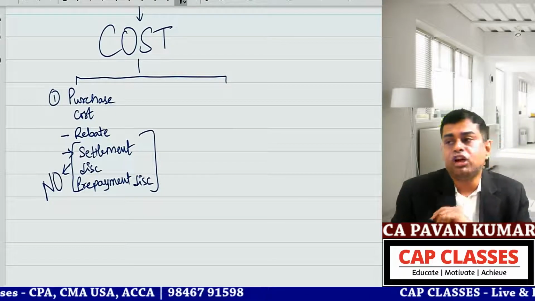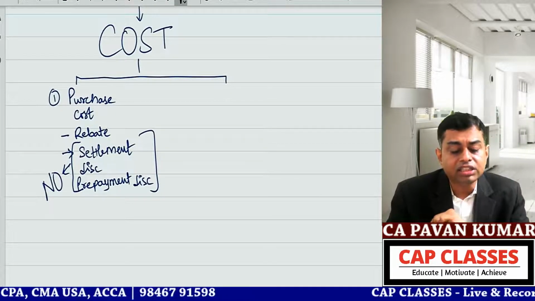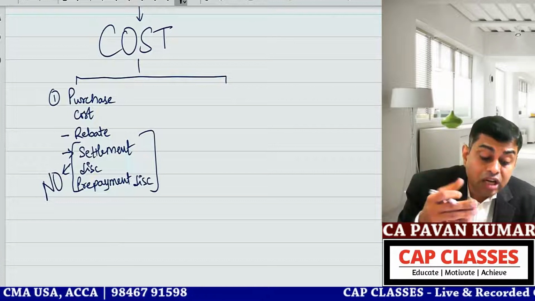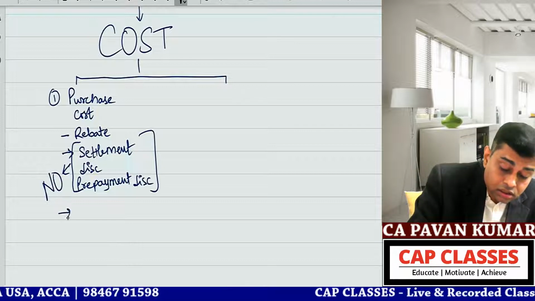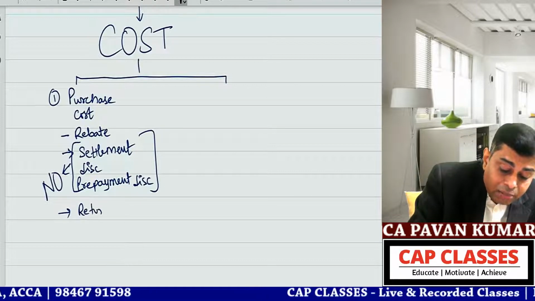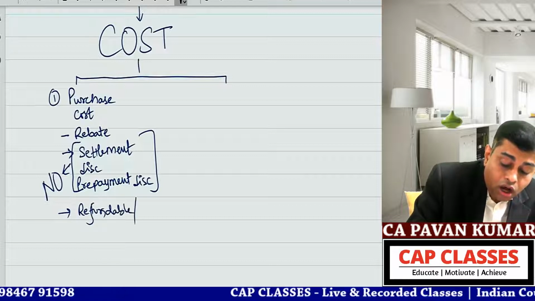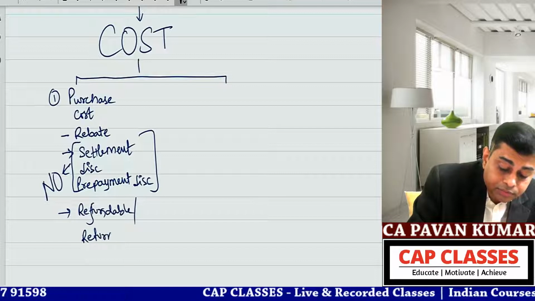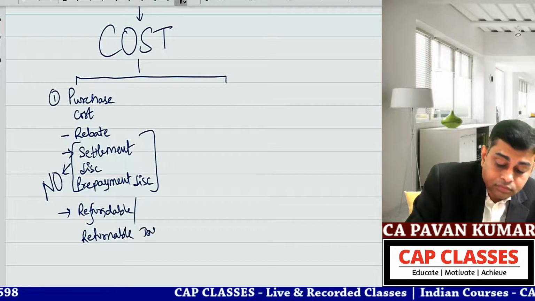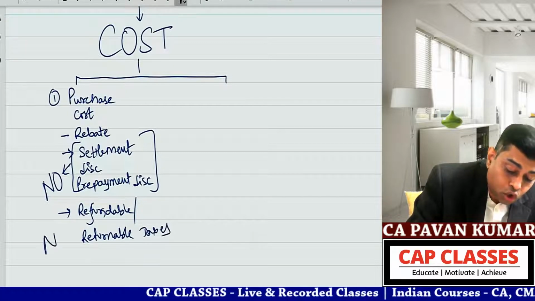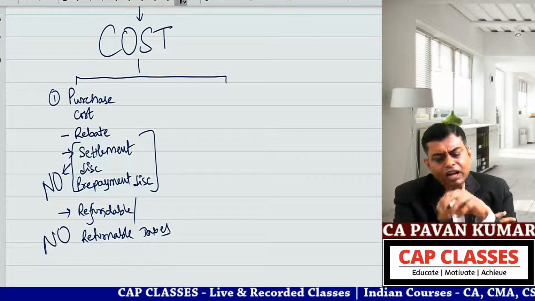Pavan sir, what is this? I'll tell you. Don't worry. Settlement discounts, prepayment discounts should not be considered here. Refundable or returnable taxes. Don't include them. Pavan sir, what is a refundable or returnable tax?